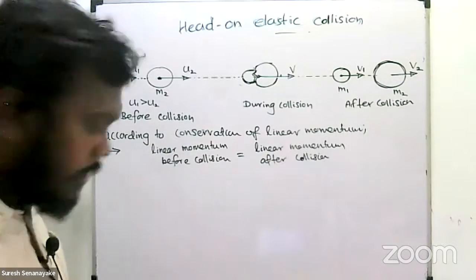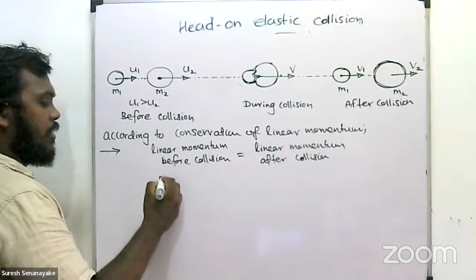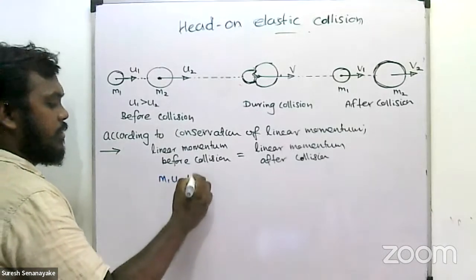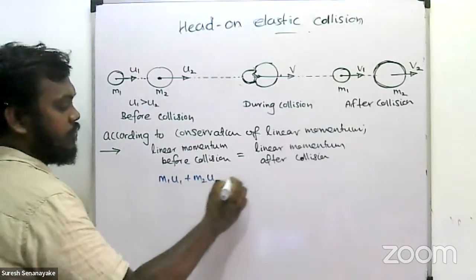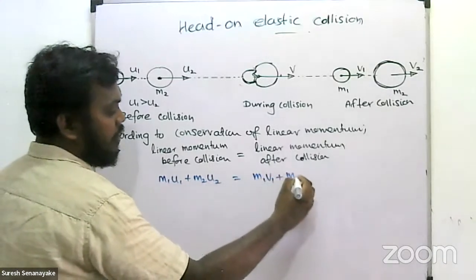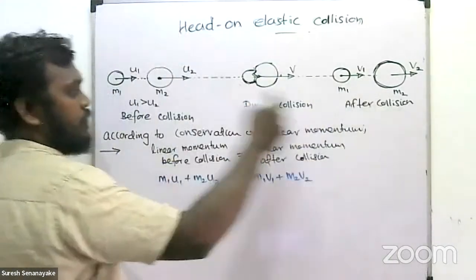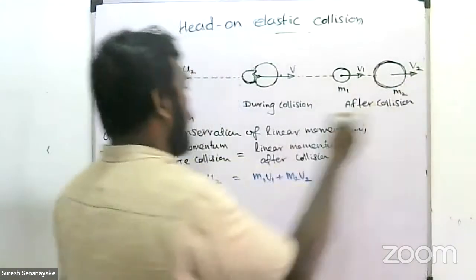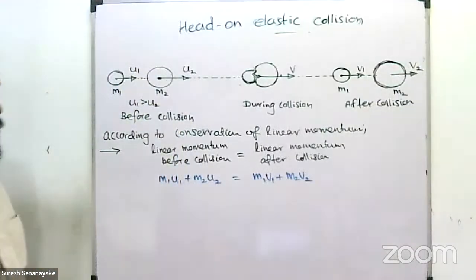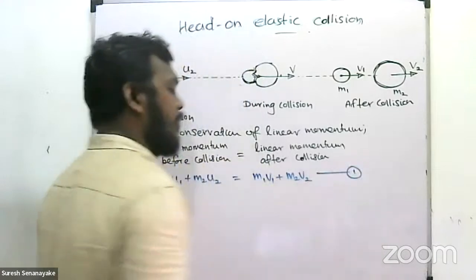So how can we write this? Linear momentum before collision in this direction is m1 u1 plus m2 u2. After collision, it's m1 v1 plus m2 v2. So m1 u1 plus m2 u2 equals m1 v1 plus m2 v2. This is the first equation, right?